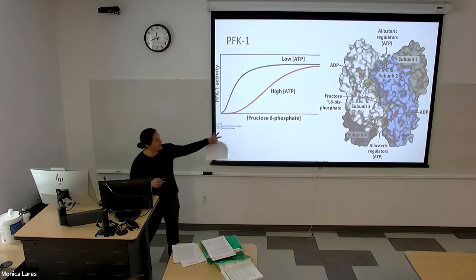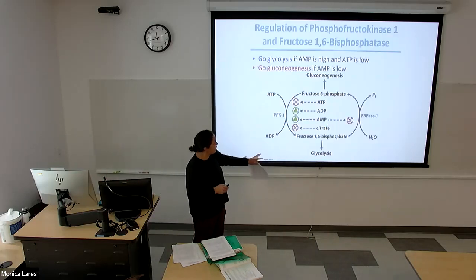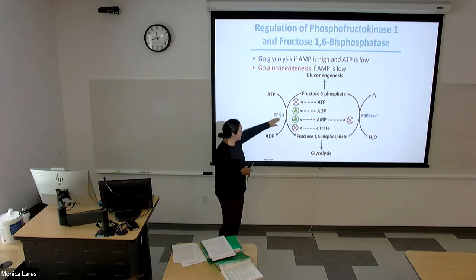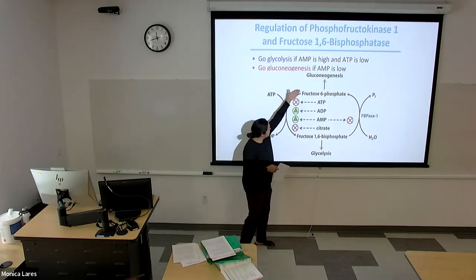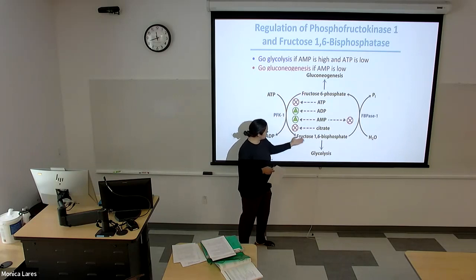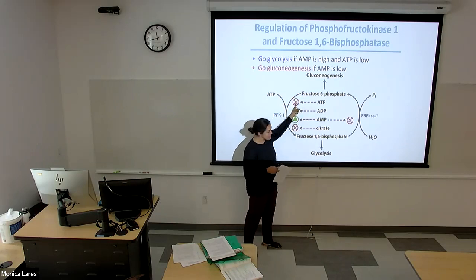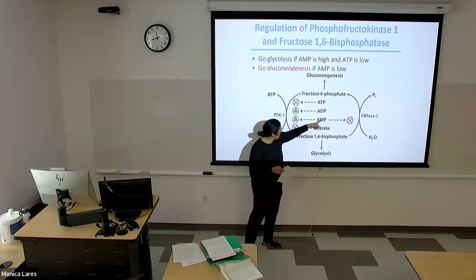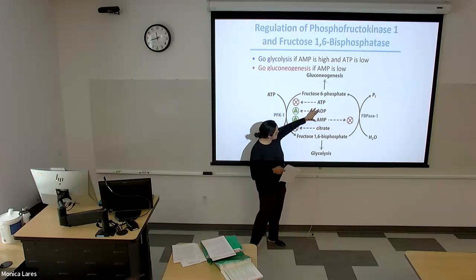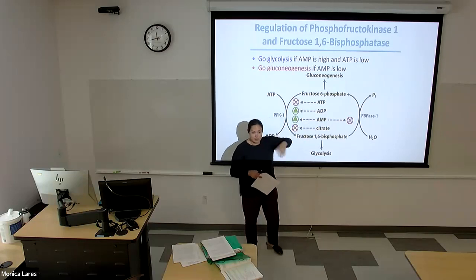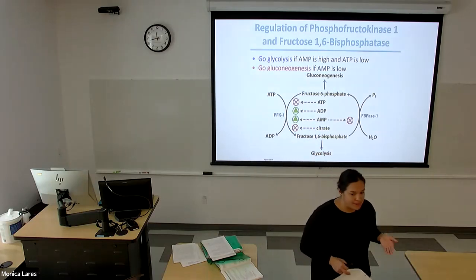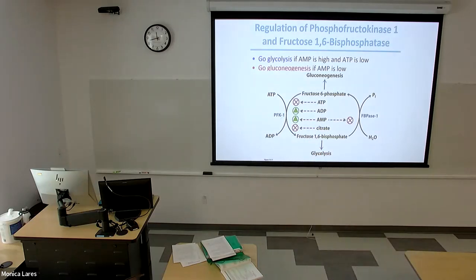PFK1 actually has a lot more regulators than is even shown here, and a lot of things can affect its activity. Again, it's showing you we have fructose 6-phosphate going to fructose 1,6-bisphosphate, catalyzed by this enzyme PFK1. And if you notice, we said ATP inhibits. ADP and AMP activate, right? And these are both signals that we're using up our ATP. ADP and AMP mean we have hydrolyzed our ATP. We went from a triphosphate to a diphosphate or monophosphate. We've used that phosphate group.